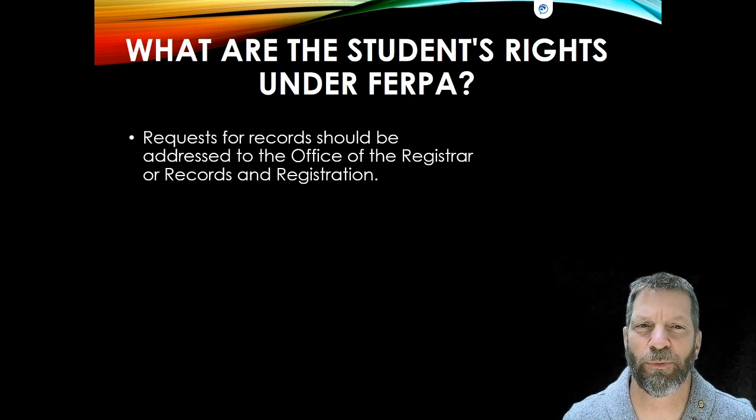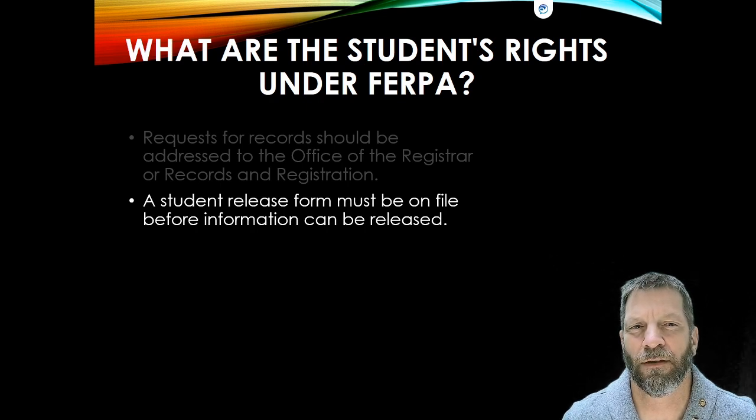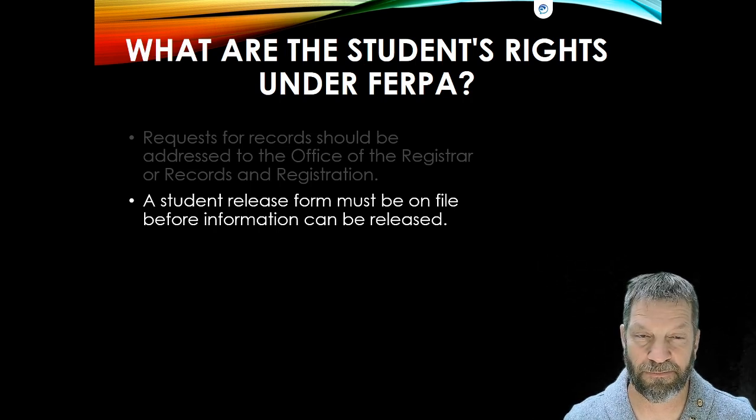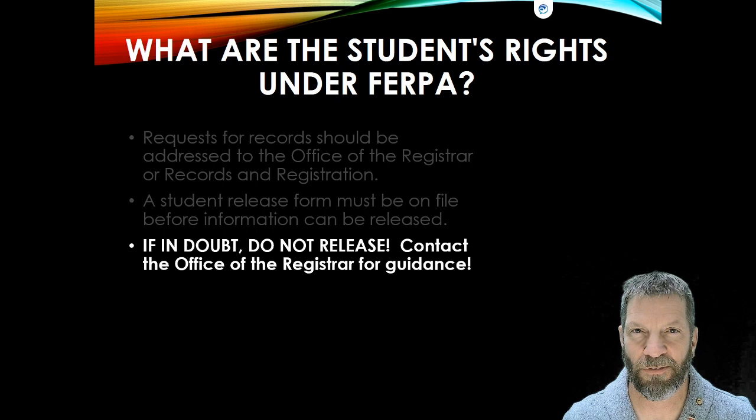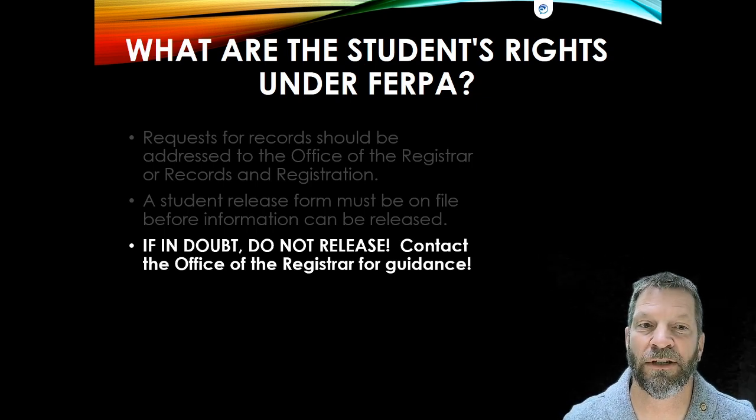Requests for records should be addressed to the Office of the Registrar or Records and Registrations here on Central Campus. A student release form must be on file before any educational record information can be released. If in doubt as to whether or not information that you're going to release is related to the educational record, it's best just to not release it. If you need help or assistance, contact the Office of the Registrar for guidance.